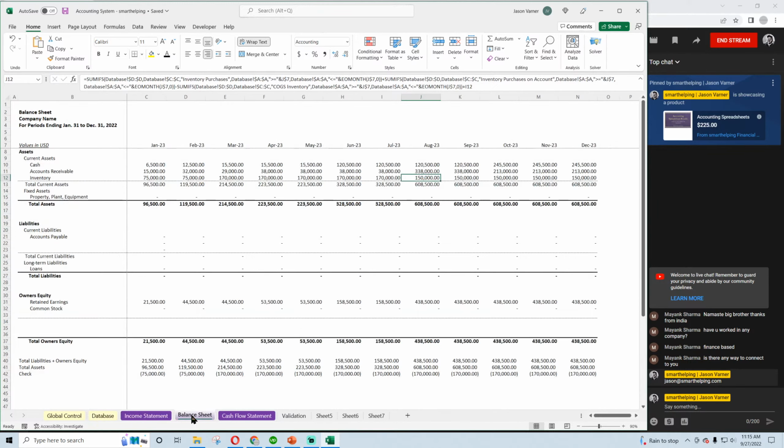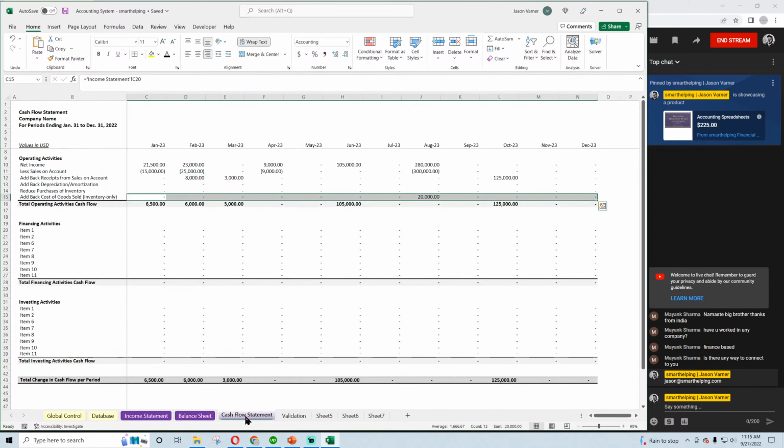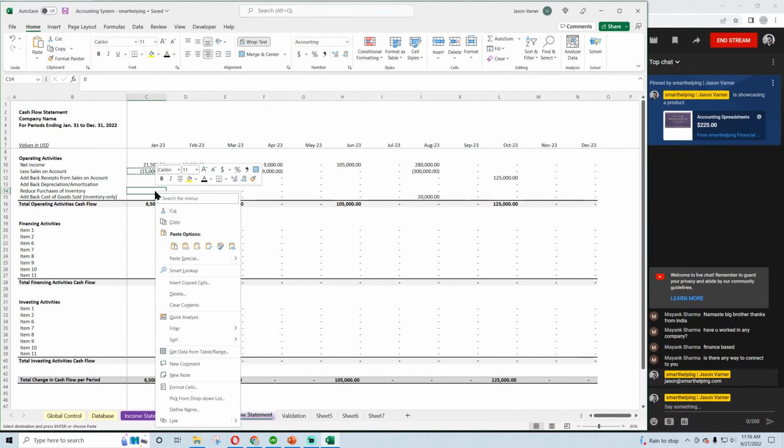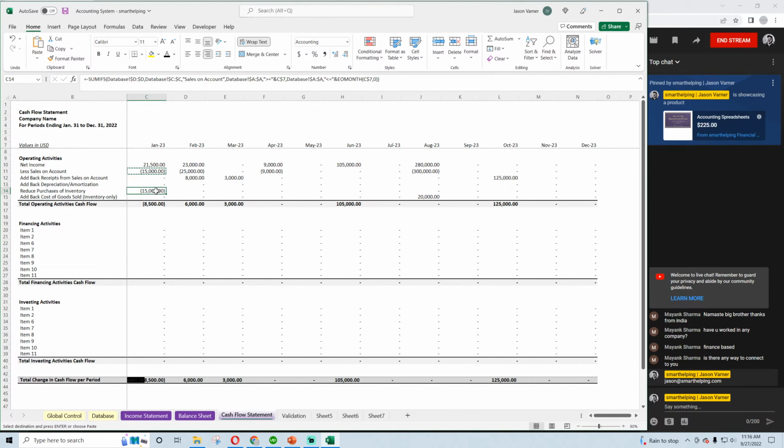Now that's the balance sheet. I believe that should cover everything there. Let's look at the cash flow statement. So here we have to reduce purchases of inventory. And that's, again, not hitting the income statement at all. So we don't have it in net income. Reduce payments of inventory, not purchases, payments, whenever you actually paid.